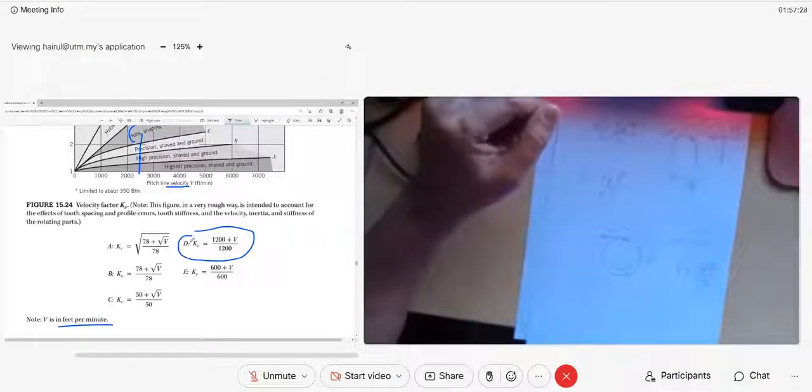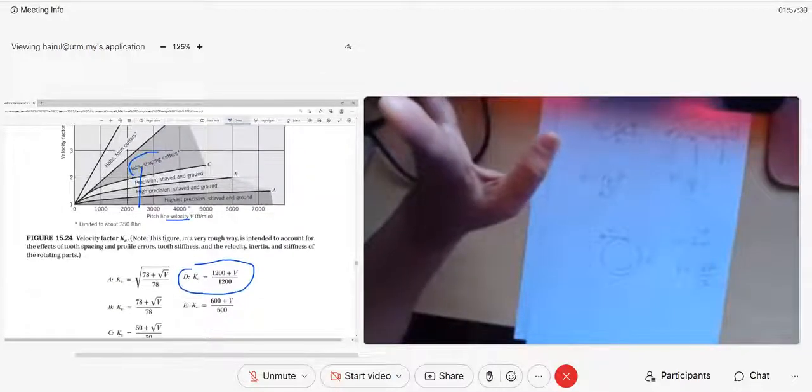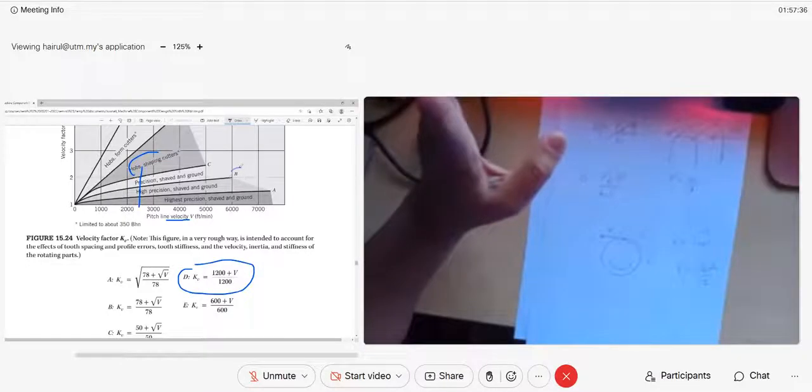If you are in zone D, normally it's D. But be careful: sometimes the question says high precision gear, shaved and ground. I mean high precision gear, so you have to use B.